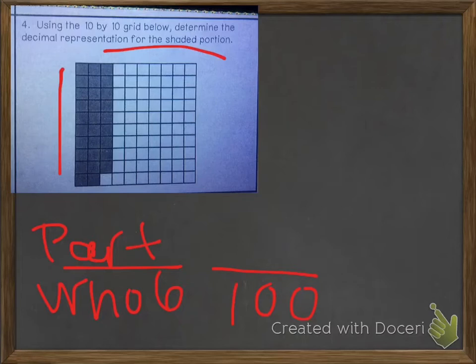So let's look at the shaded portion a little closer. These two right here together are 20. Now we have a little part right here, so we're going to put an addition sign, and there is 9. So 20 plus 9 equals 29. So we need to put that over 100. Now this is asking us for our decimal.